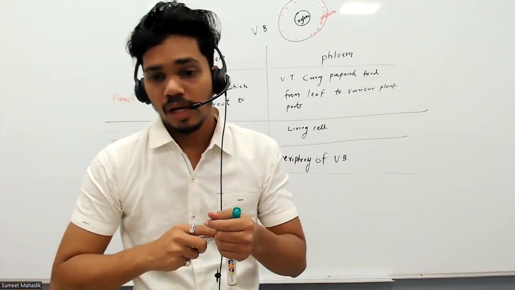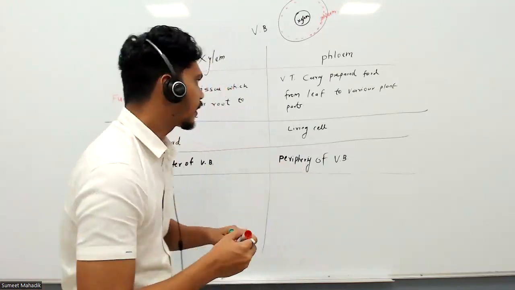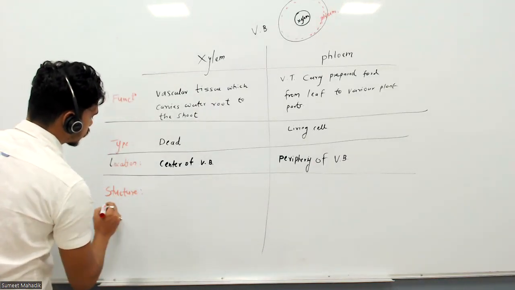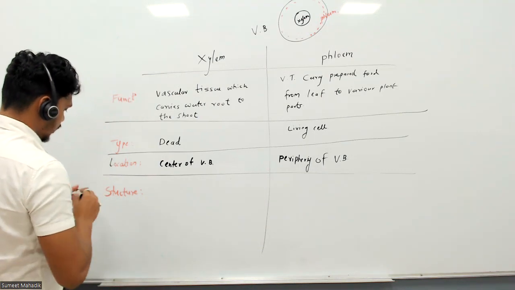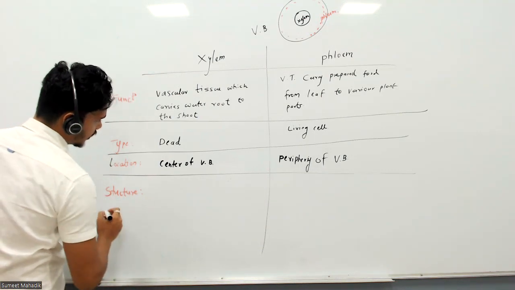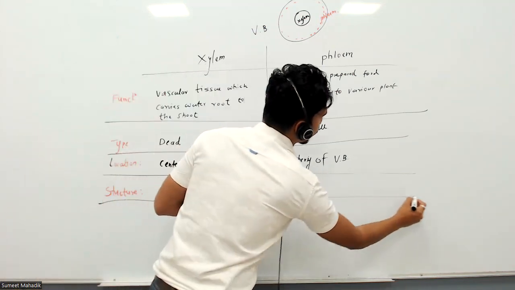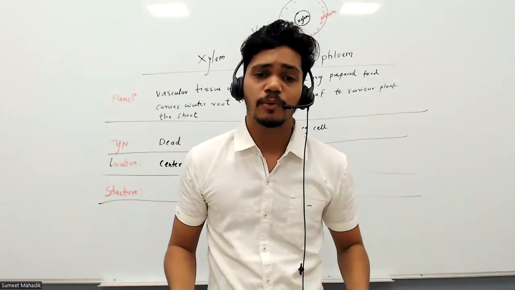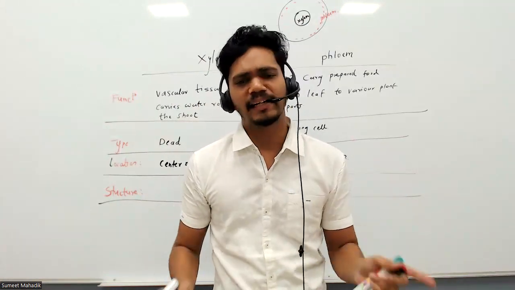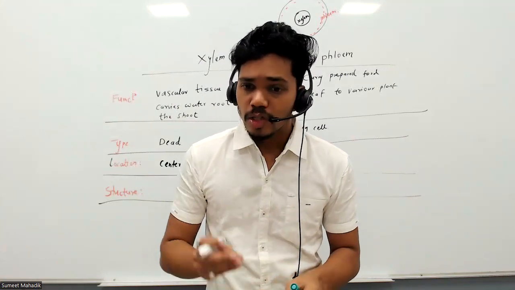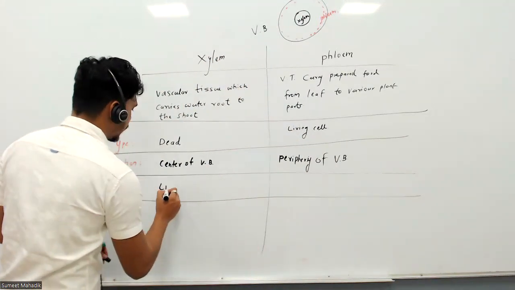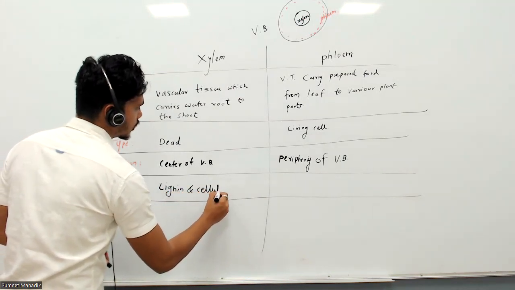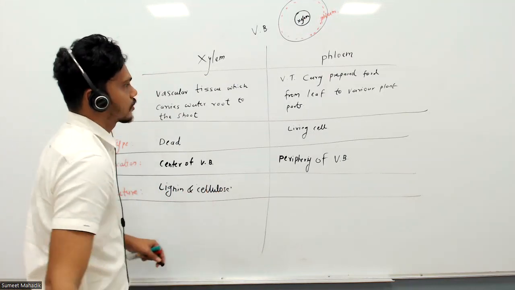Function, type, location. Now, structural composition. What is the structural composition? Sir, you told me that xylem is dead, so definitely the structure includes dead material. We have already studied that if lignin is present in the cell, they are called lignified cells, and they are mostly sclerenchymatous cells. Exactly correct. Those are considered dead, right? So lignin and cellulose will be present over here. Lignin and cellulose in case of xylem.